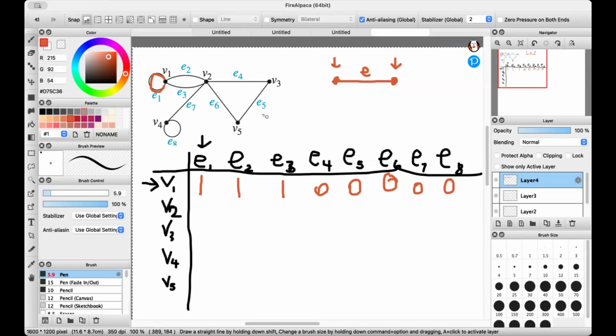Any more questions? No, I think I got the idea of incidence graphs. Okay, I think I have time to go over one last concept. You guys can choose it.